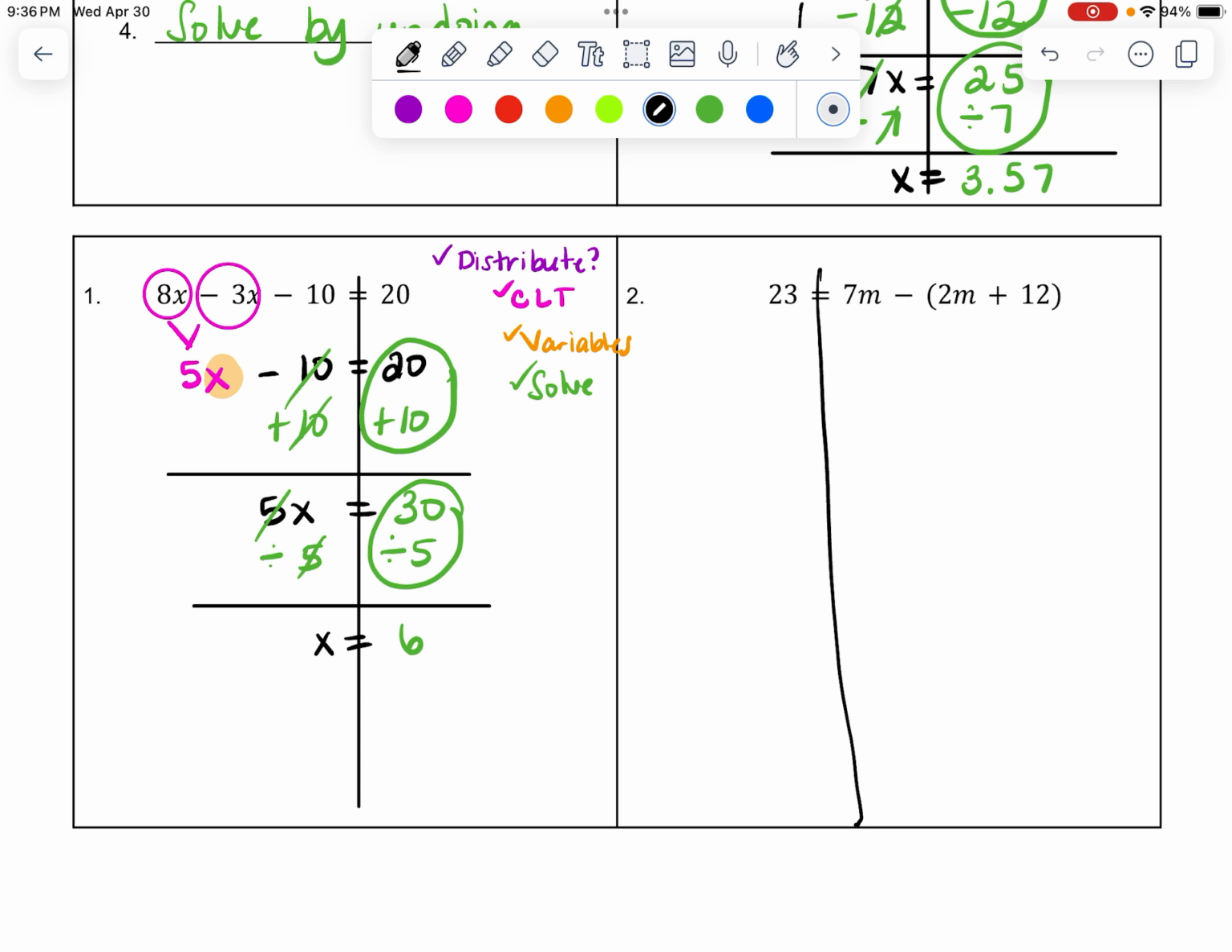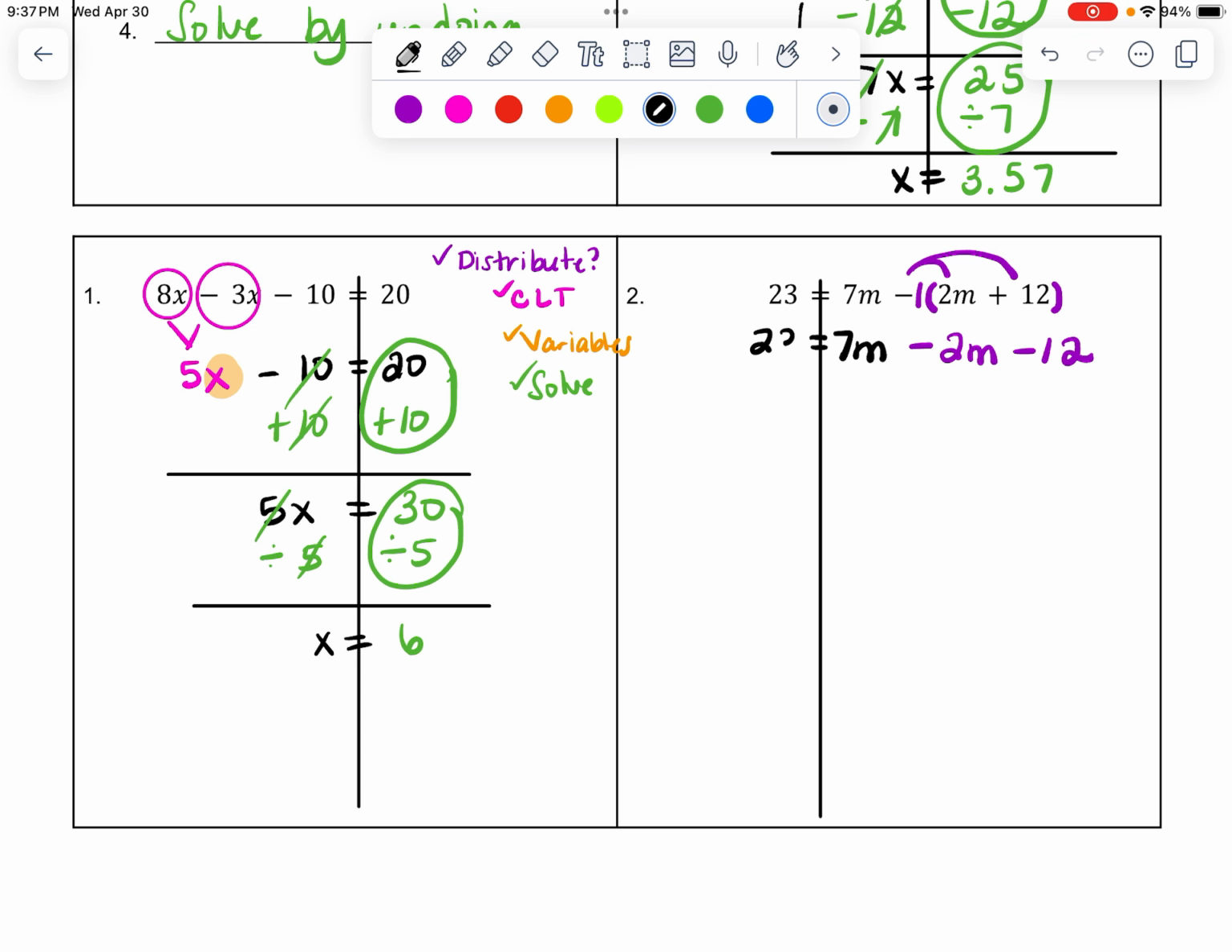We're going to draw a vertical line through our equal sign. Now we're going to check to see if we need to distribute. In this problem, there is a parentheses, so we are going to need to distribute. But the question is, what are we distributing? One thing we'd always want to remember is that if there's no number, there's always an invisible 1. So it turns out in this problem, we are actually distributing a negative 1, which gives us negative 2m minus 12. Then we're just going to copy down the 7m and the 23.